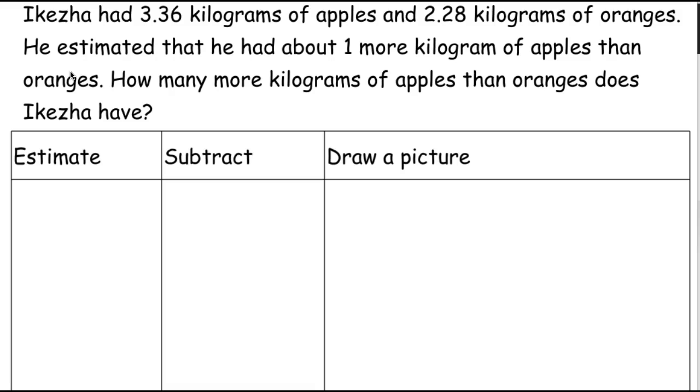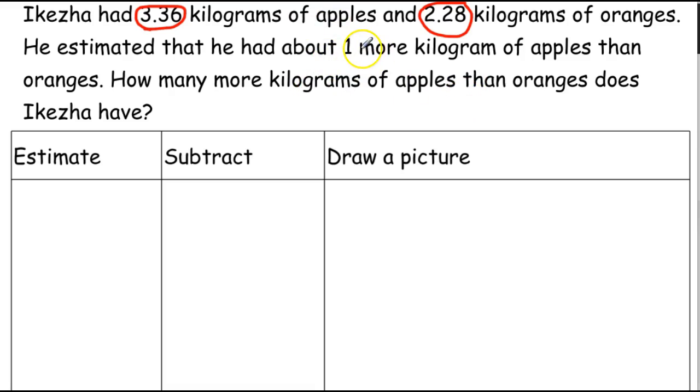All right, so let's look closely at the word problem so we don't miss any parts. So we know for right now that he has 3 and 36 hundredths of a kilogram of apples, and we know that he has 2 and 28 hundredths of a kilogram of oranges. So he has more apples than he has oranges, but he estimated that he had about 1 more kilogram of apples than oranges. But the question is asking us, how many more kilograms of apples than oranges does Aja have?